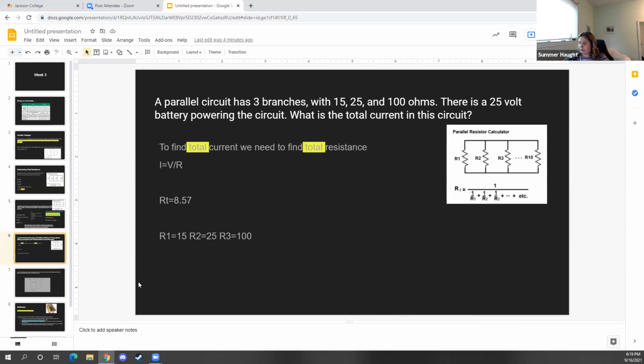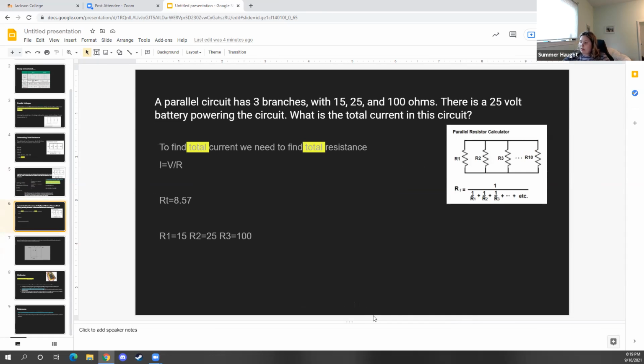Okay, so this is the same exact thing, but again, we're just going to show it again because it's important, and I want to make sure that the fundamentals here are given. So let's say we have a problem that's worded like this. We have a parallel circuit with 3 branches, 1 branch with 15, 1 branch with 25, and 1 branch with 100. There is a 25-volt power battery powering the circuit. What is the total current in this circuit?